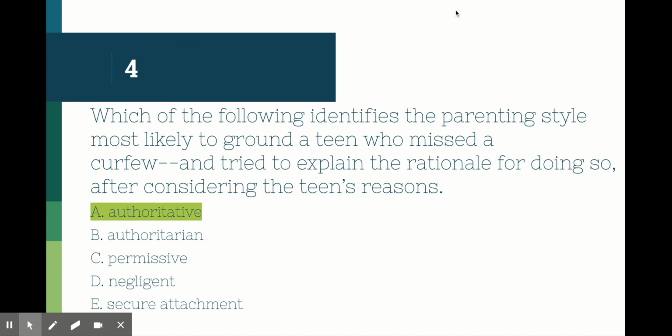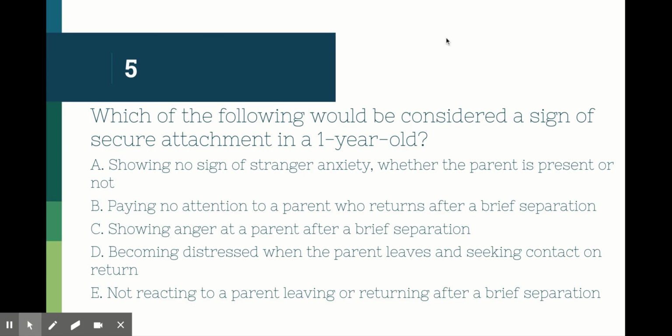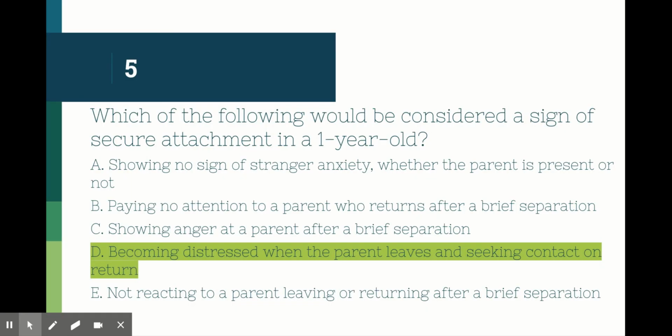Be careful there, remember. And last one, which of the following would be considered a sign of secure attachment in a 1-year-old? Go ahead and choose. The correct answer is D, becoming distressed when the parent leaves and seeking contact on return. So that is the end of infant and child social development.